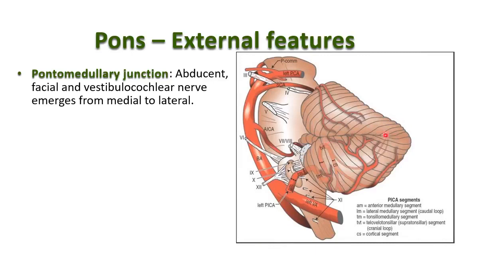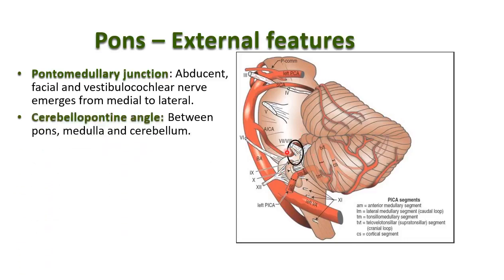Then posteriorly there is an angle between the pons and the cerebellum called the pontocerebellar angle. That circled area is the pontocerebellar angle, or cerebellopontine angle, which is between the pons, cerebellum and medulla. It is lateral to the opening of the fourth ventricle.